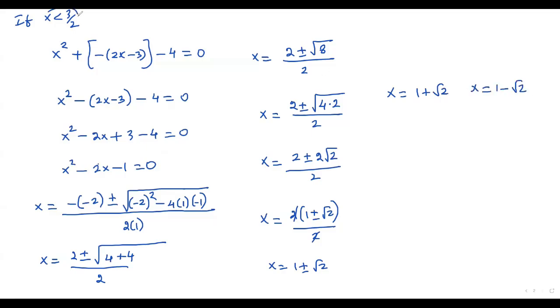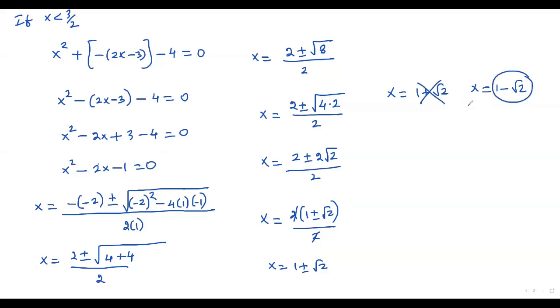Okay, so according to the condition we have over here, the value of x has to be less than 3/2. That is, it has to be less than 1.5. Clearly, this value of x is greater than 1.5, because we know that square root of 2 is 1.414. When I add them, I'm getting 2.414. So this value of x is greater than 3/2. It does not meet the condition we have over here. But the value we have over here, 1 − square root of 2, is less than 3/2. It meets the condition we have over here. So we can reject the first solution and consider only this solution.